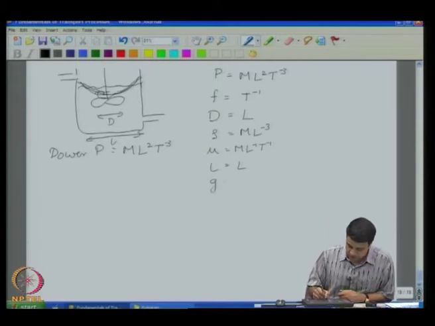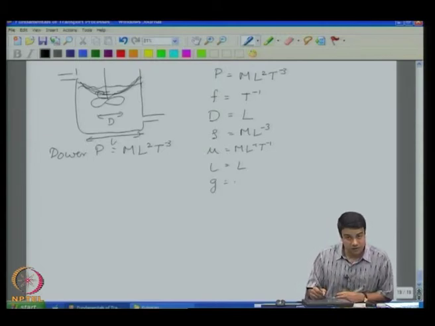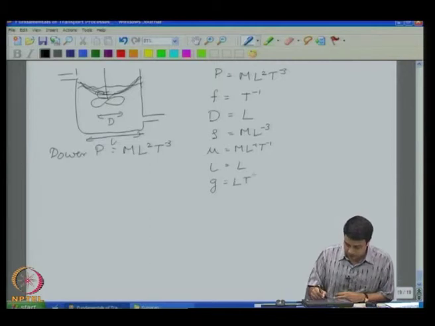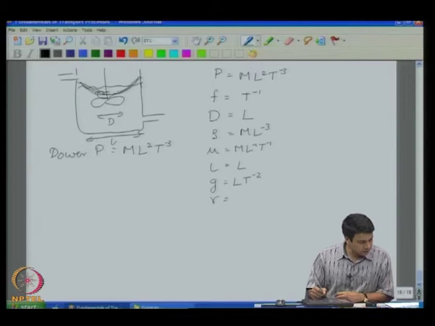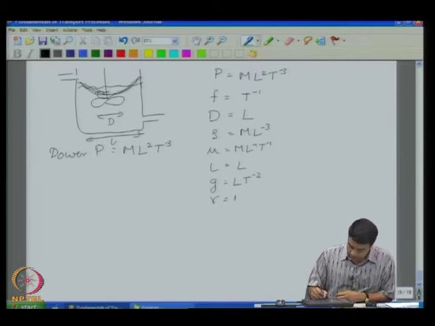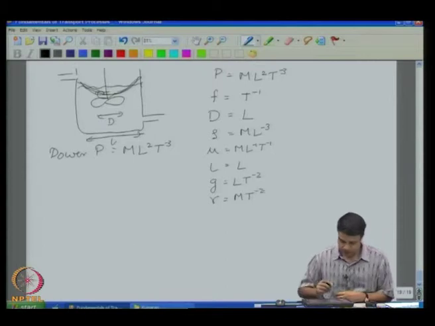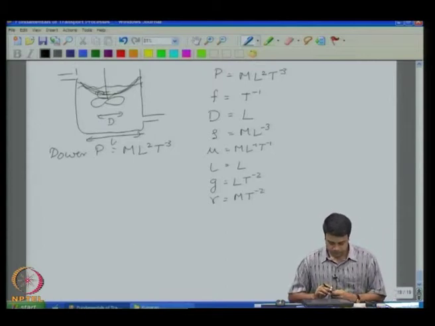So, it could depend upon gravity, which is an acceleration, rate of change of velocity, L t power minus 2, and the surface tension gamma, which is m times t power minus 2. So, there are 8 dimensional variables out of which there are 3 dimensions. Therefore, there should be 5 dimensionless groups.